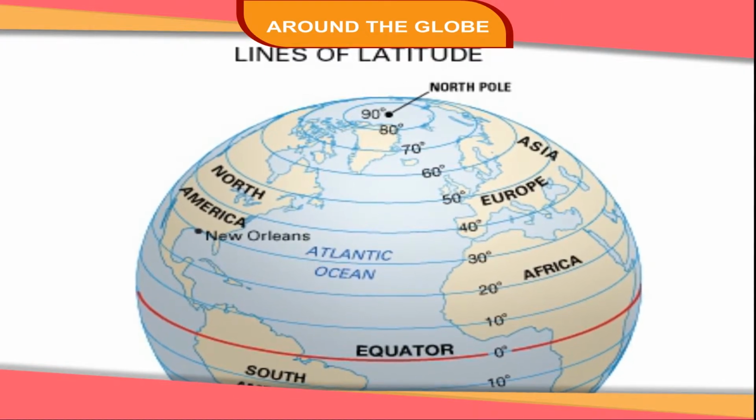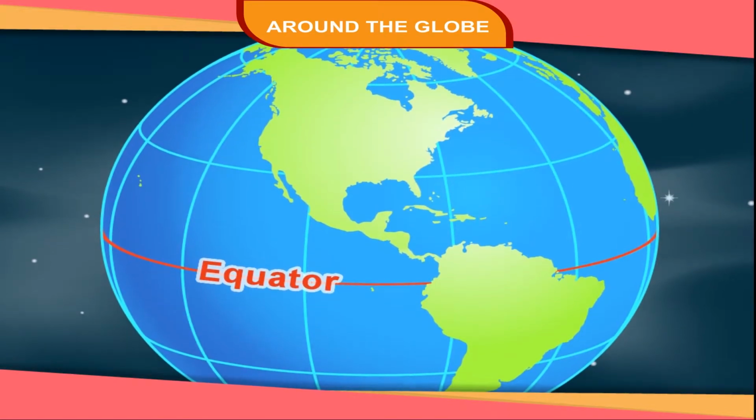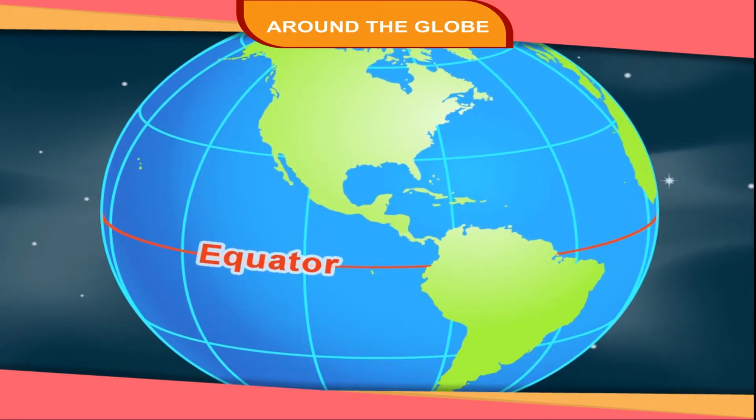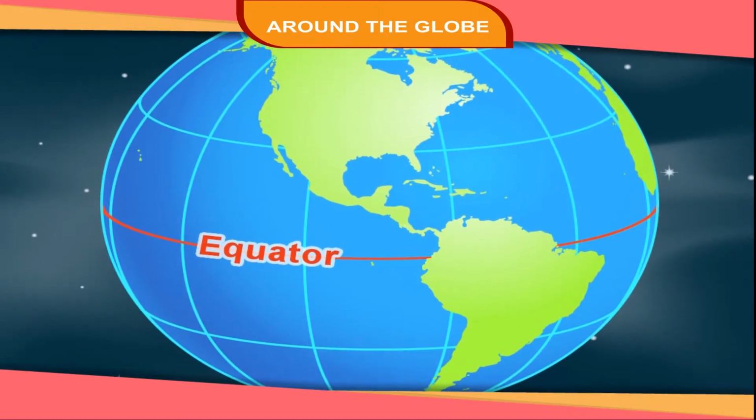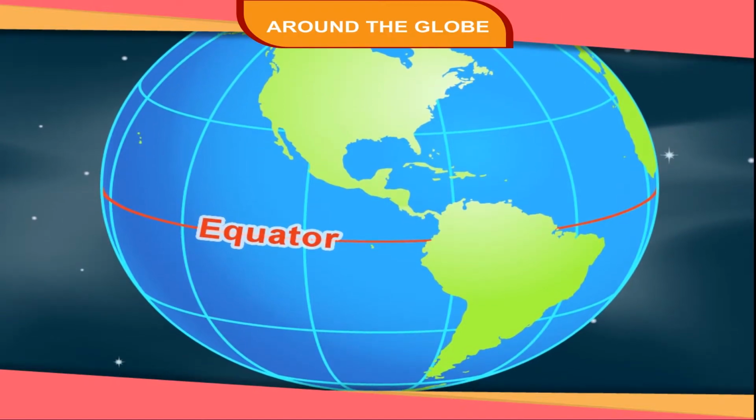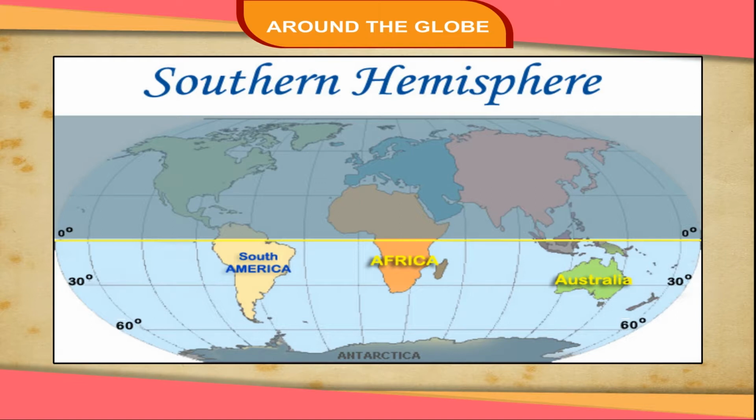We find a circle that runs exactly halfway between the North Pole and the South Pole. It is the largest parallel. It is called the equator. It divides the globe into 2 equal parts. The northern half is called the northern hemisphere. The southern half is called the southern hemisphere.